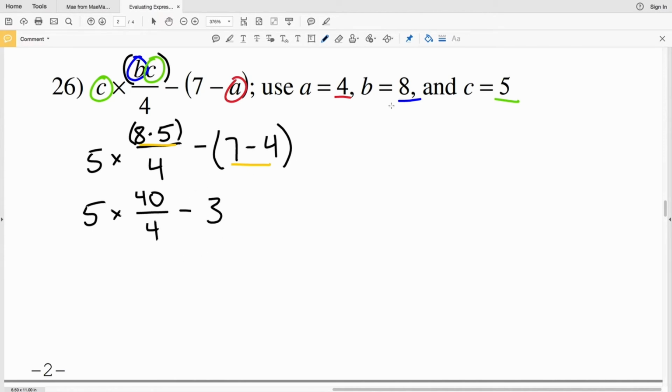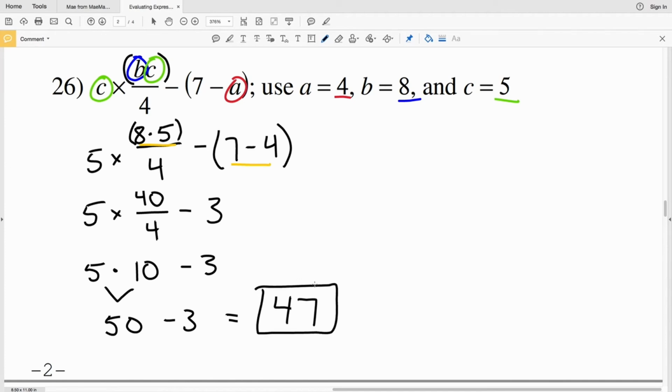Next, let's do the division. 40 divided by 4. So we're going to have 5 times 40 divided by 4, which is 10 minus 3. Next step is multiplication. 50, and then subtract that 3, and that's going to leave us with 47. So the answer to number 26 is 47.